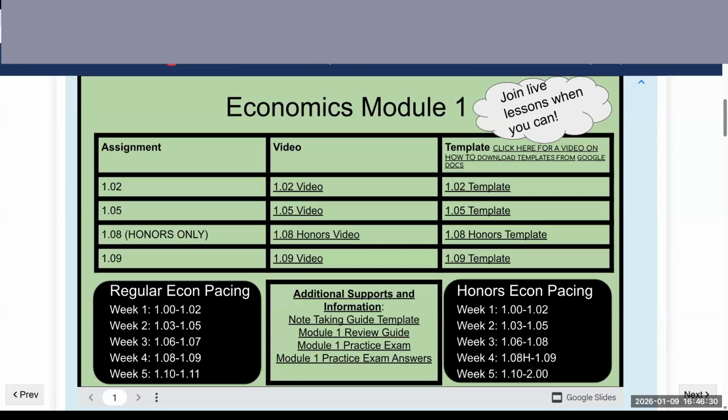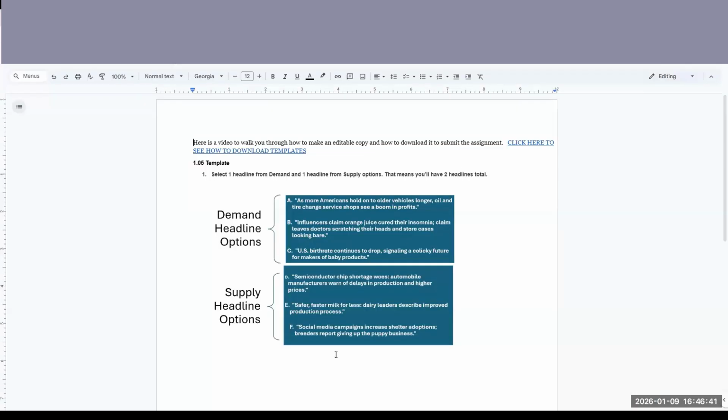So I want to go over where to find the help for 105. This is the template that I put in there. It looks different from the one in the lessons because I think it gives more help. So this is what it'll look like when you see it after you click it.